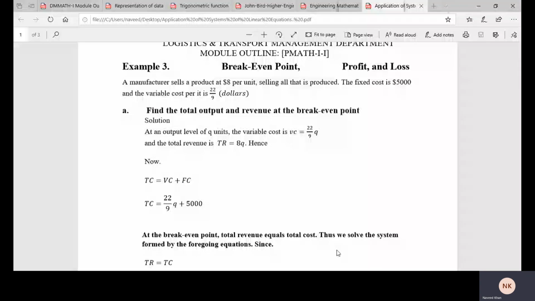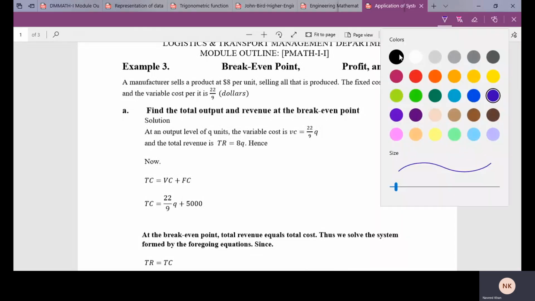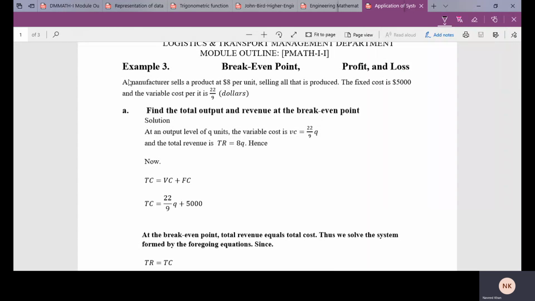Good. I think now we are going to start example number 3, and this is the continuation of application of system of linear equations. Now dear students, in our previous class we had discussed equilibrium price, but here we will discuss break even point. So now dear students, here we have an example.